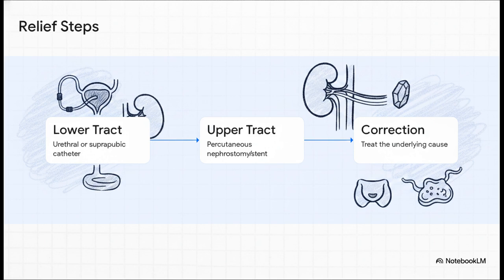So, that urgency gives us a really logical step-by-step approach to draining the system. Step 1. If the blockage is lower down, you relieve it with a urethral or a suprapubic catheter. Step 2. If it's an upper tract obstruction, you're going to need a percutaneous nephrostomy, which is a tube placed directly through the skin into the kidney, or you'll use a ureter stent. And then finally, Step 3 is definitive correction. Once the whole system is safely draining and your patient is nice and stable, then you go in and treat the actual underlying cause, whether that turns out to be an enlarged prostate, a tumor, or a stubborn stone.